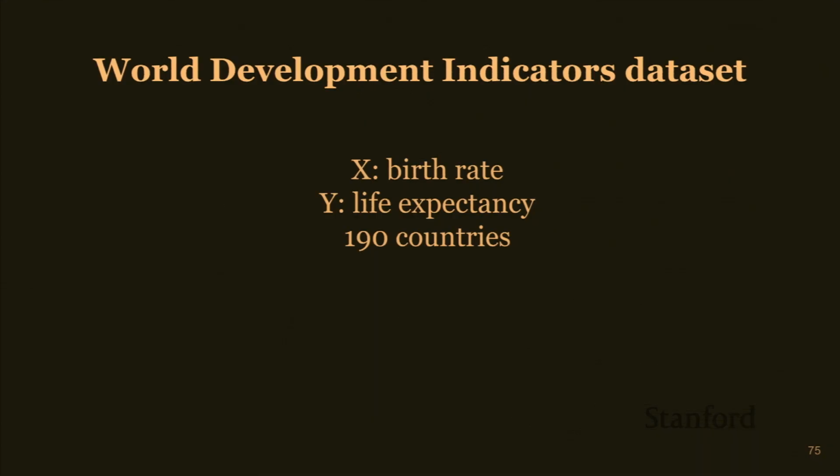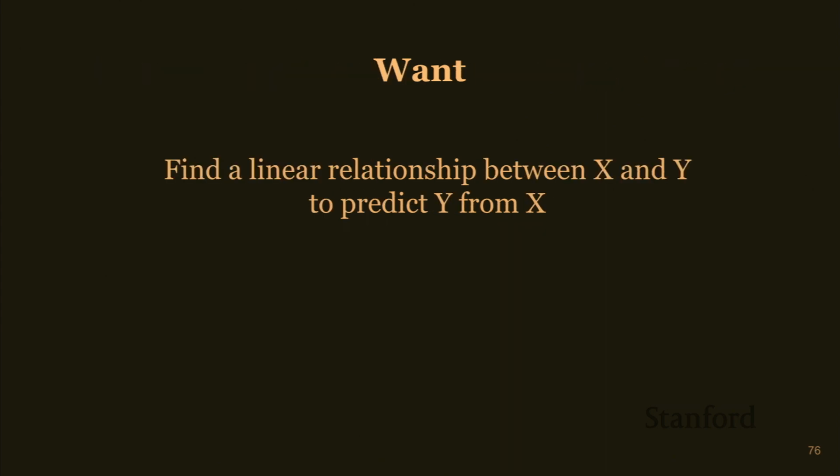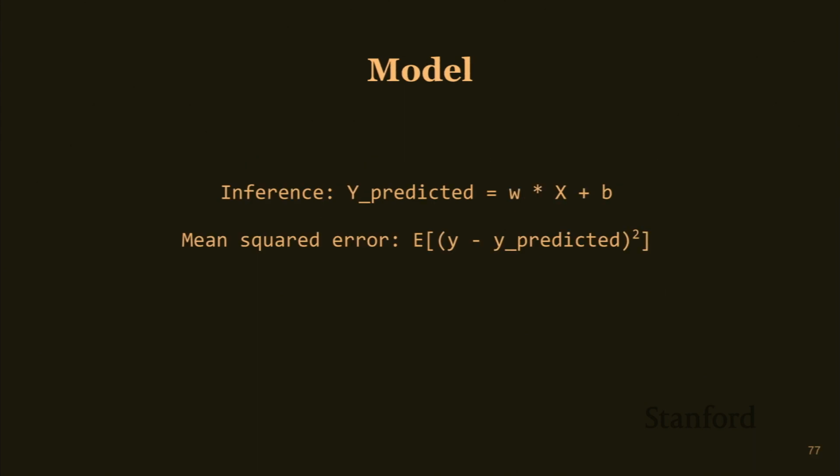On the starter code, I commented the different steps that you can do on your own as well. We have 190 points. For simplicity, we only deal with the data from 2010, which has 190 countries, with the birth rates and life expectancies of those countries. Once we find the relationship between x and y, inference is pretty straightforward. It's just going to be a linear one layer, and for the loss, we're going to use mean square error.